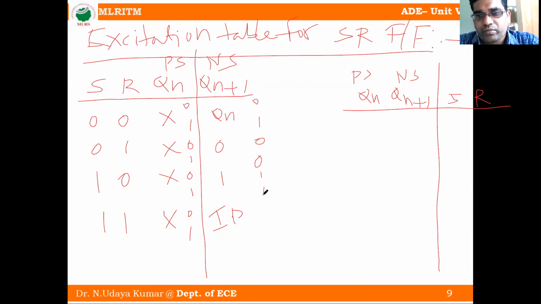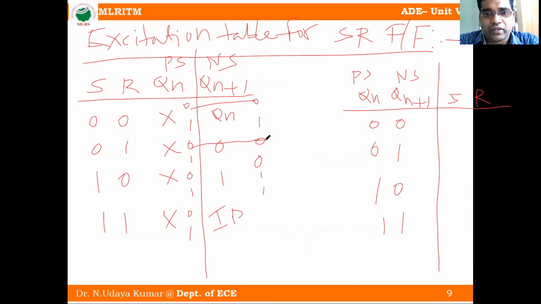So here, how many combinations for Qn to Qn+1? 0 0, 0 1, 1 0, 1 1. Okay, 4 combinations. Now we will find the mandatory inputs for SR. So whenever 0 0, what is the mandatory input for SR? Now we will see here how many 0 0s are there. So this one is a 0 0 case, and here also a 0 0 case.